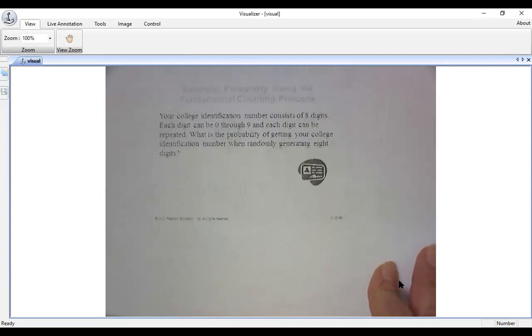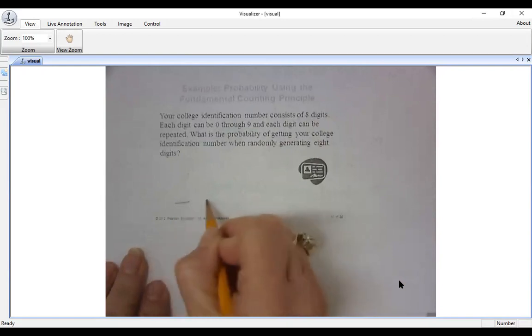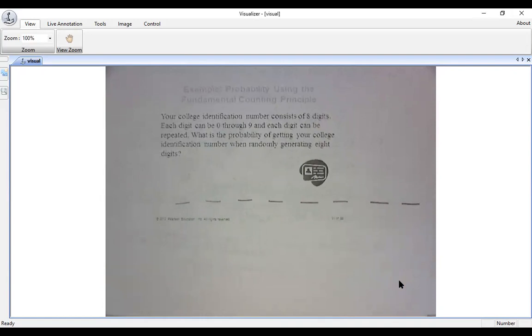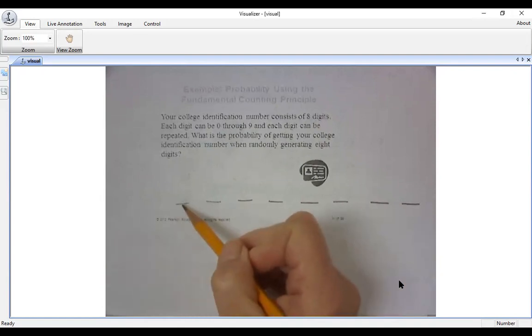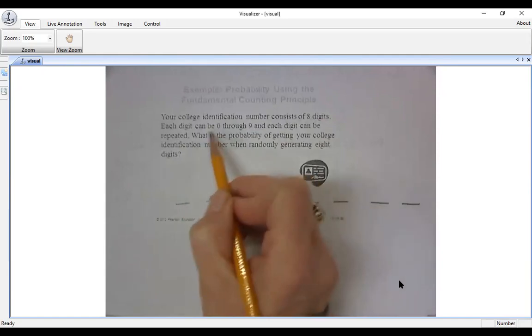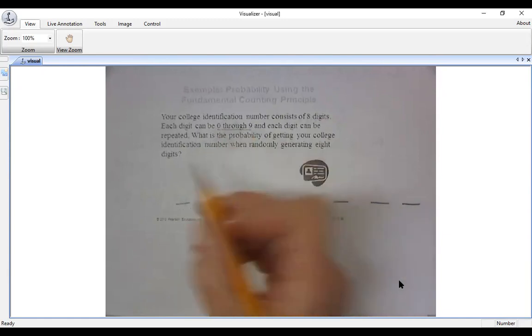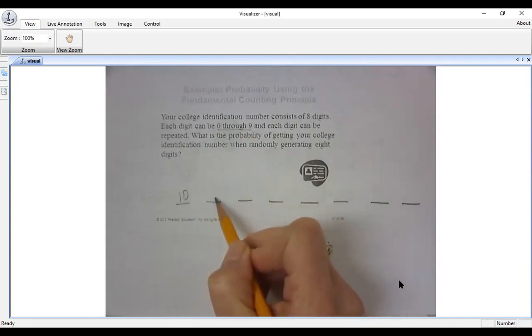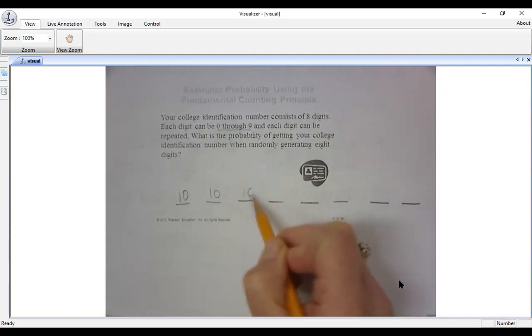All right, and that's because I've got to make choices for how many digits? Well, how many digits are in the number? 8. So if I draw 1, 2, 3, 4, 5, 6, 7, 8 blanks, you're going to tell me how many different options I have for choosing the first number. What do you say? Because the numbers 0 through 9, that's 10 different digits, isn't it? Now, did it say I could repeat? Yes, it did. So how many options do I have for the next digit? Oh my. Is every one of these going to be 10?